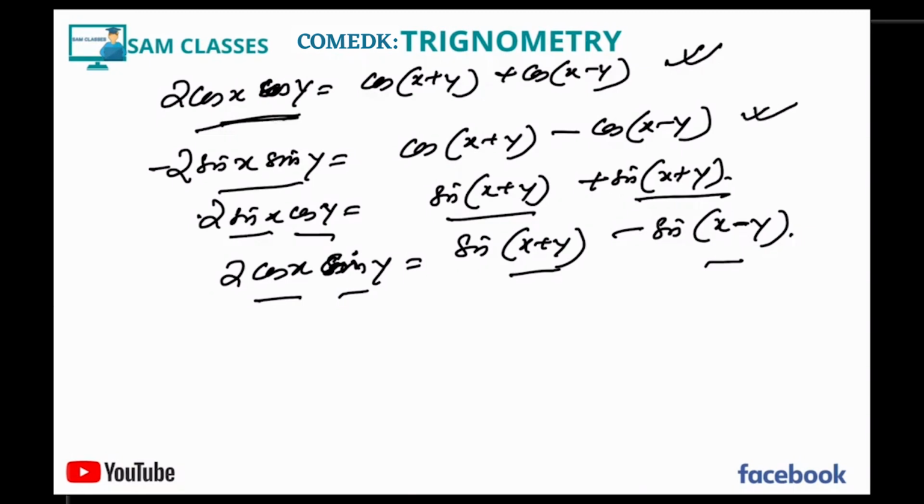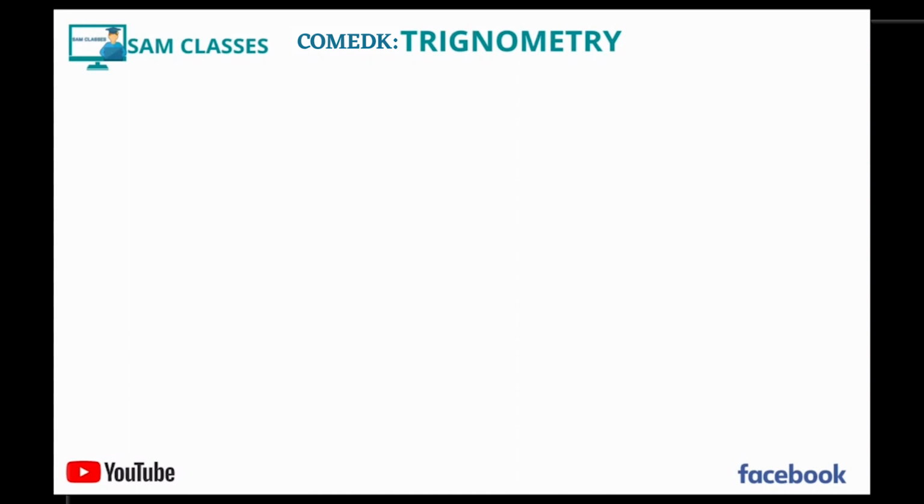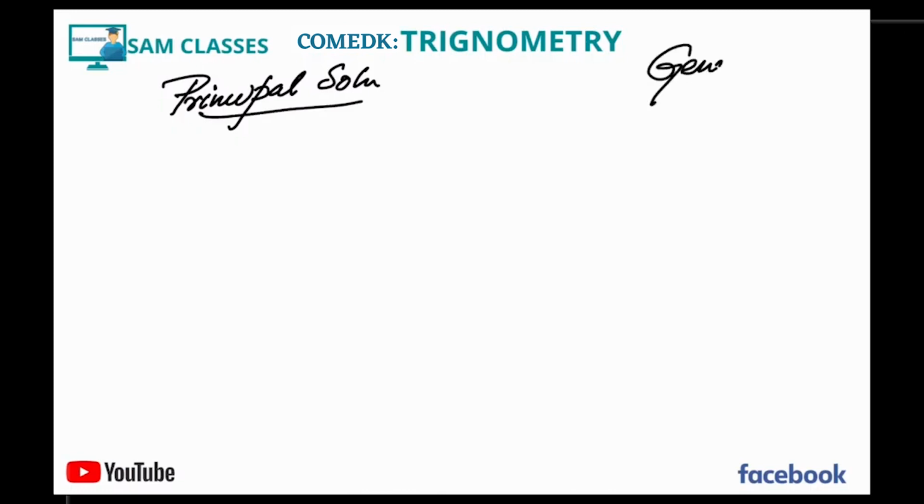Okay. Now, so next part of this trigo is the most important part, that is trigonometric equation. So in trigonometric equation we have two parts. One is called the principal solution, okay, and the other is general solution.